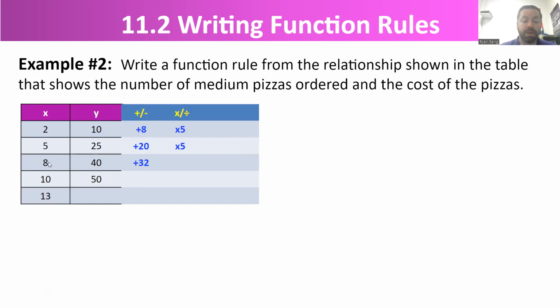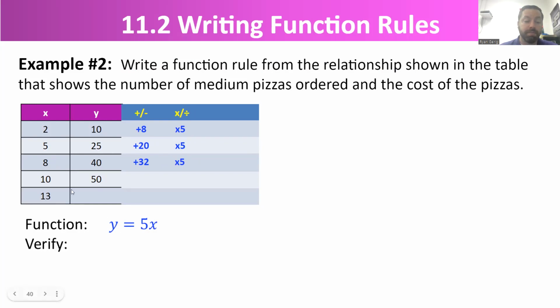8 times what gives me 40? Times 5. And you see there's your pattern. You're multiplying by 5. So let's use that to write our function rule. So that y value, yes, I used y here. It's the same as f of x. So y equals, take your x value and you multiply it by 5. So we write that as 5x.